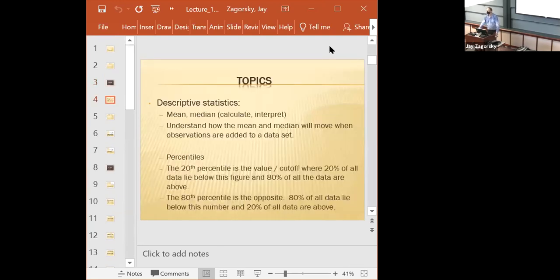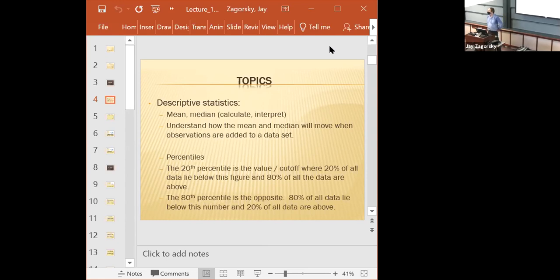Descriptive statistics was one of the first things we talked about in this course. Descriptive statistics were things like the mean and the median. Can you calculate and interpret the mean and the median, which were two different averages? And understanding how the means and the medians move when we add observations to the data set. Real quick, a simple idea of means and medians moving when observations are added is we talked about adding a very rich person like Bill Gates or Warren Buffett or Jeff Bezos.